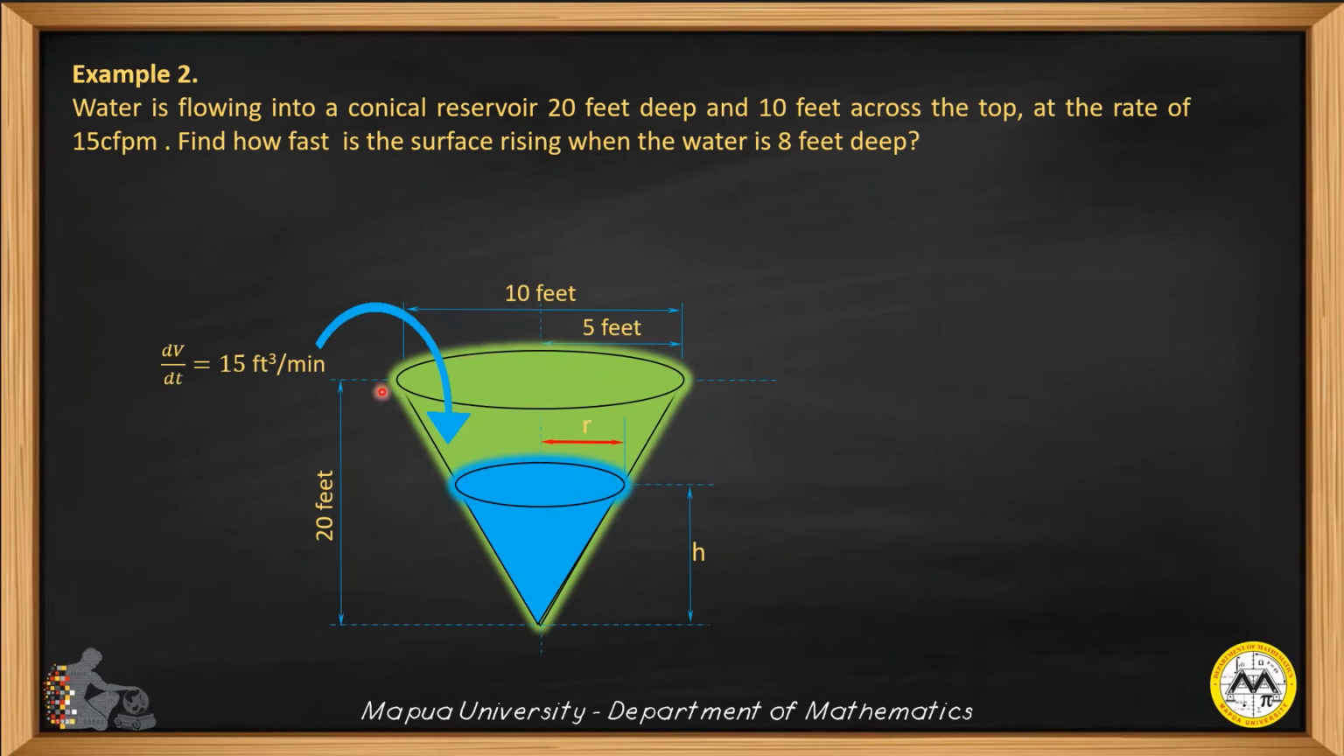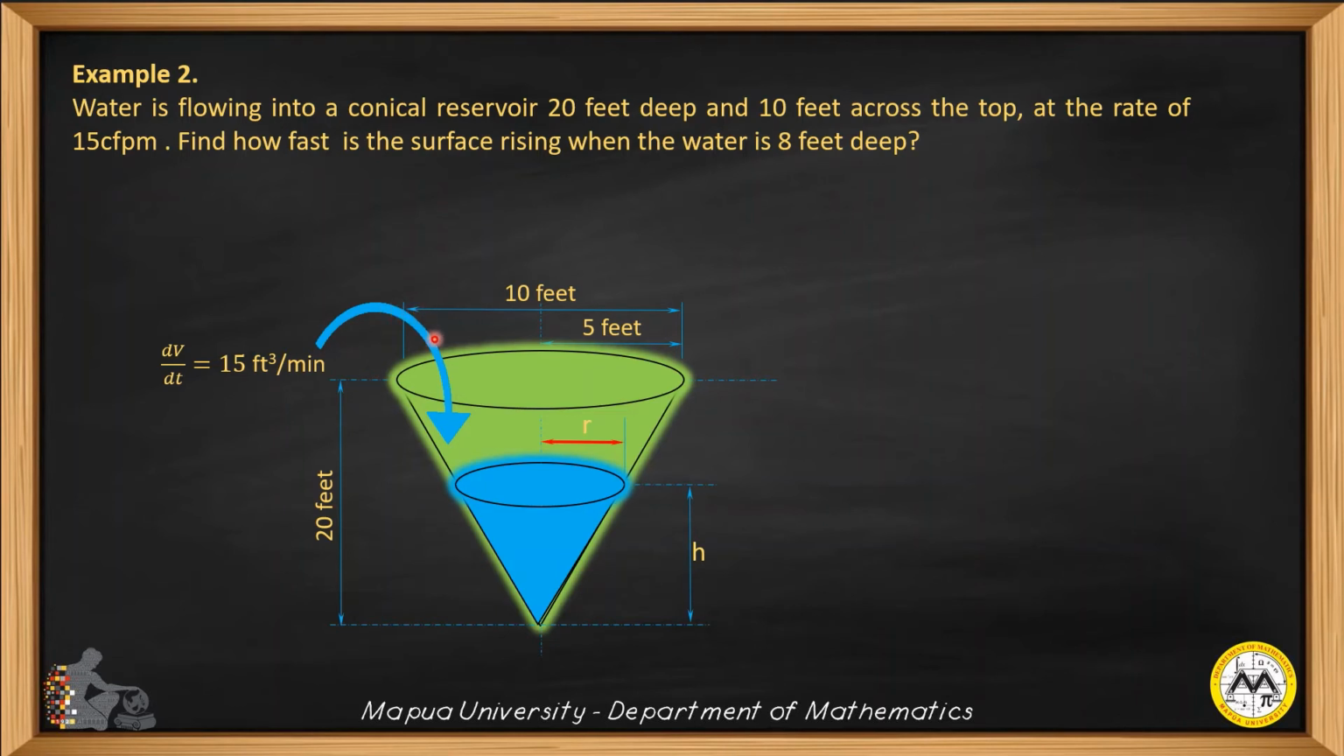So we have the conical tank there, or the conical reservoir, 20 feet deep and 10 feet across the top. So the radius of the top of the vessel will be 5 feet. Okay, so what is happening is that we are pouring water into this particular reservoir at this rate of 15 cubic feet per minute. Now, look at what happens when we start pouring in water at this rate.